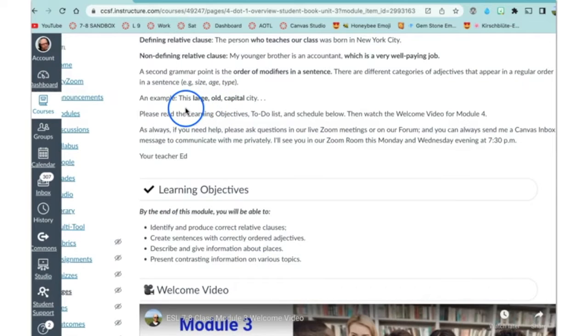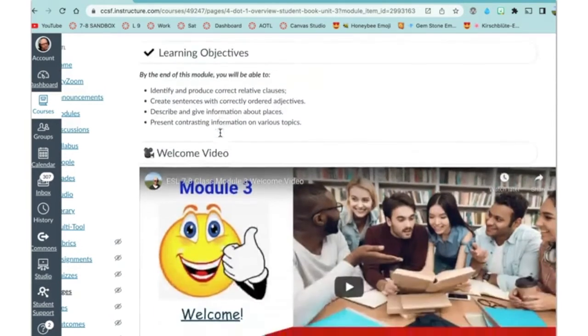All right, and we're also going to talk about adjectives and how to order them. There is an order to follow if you use more than one adjective to describe a place like a city. And so we'll take a look at that too.